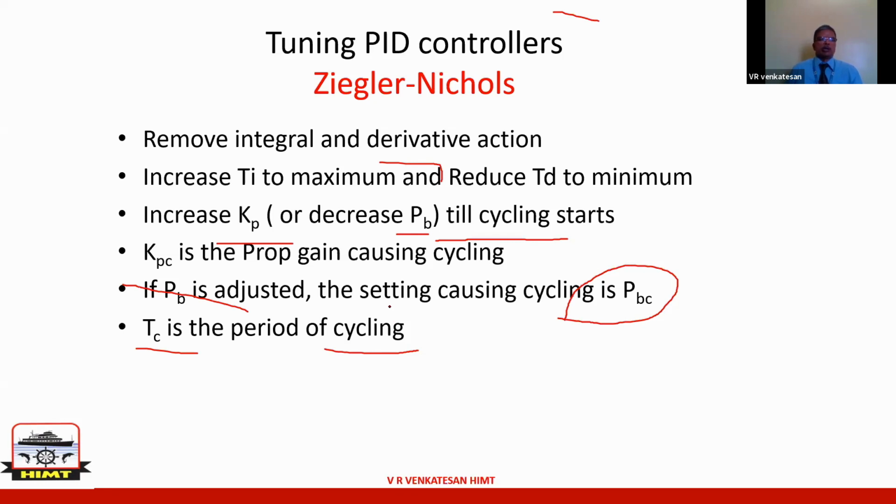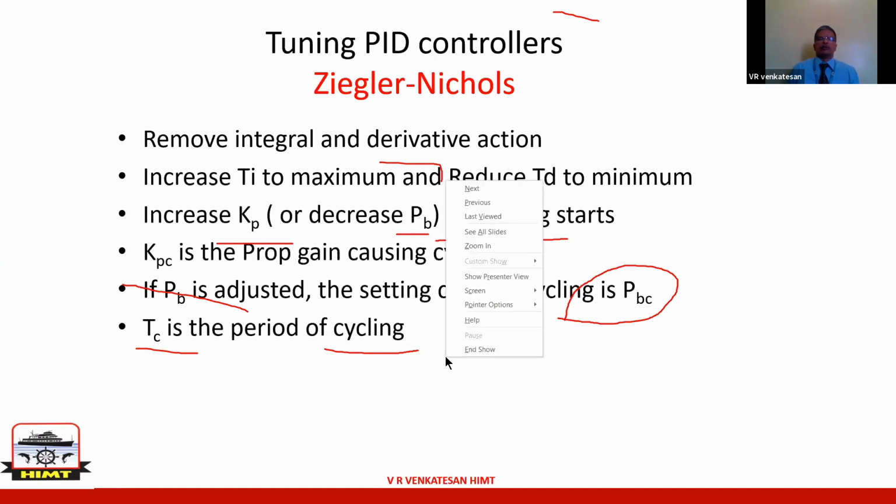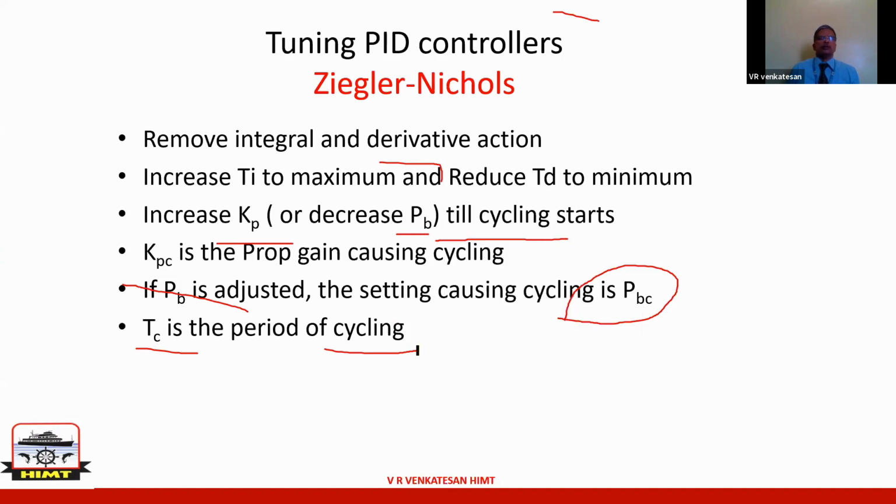This period has to be noted down. These are the only two readings you have to take. One reading is the gain value, the other reading is the period. So once you take out and note down these two values, then this is the way you set.